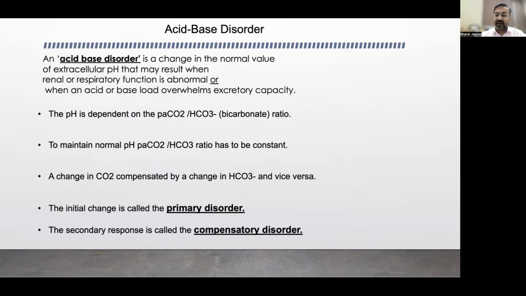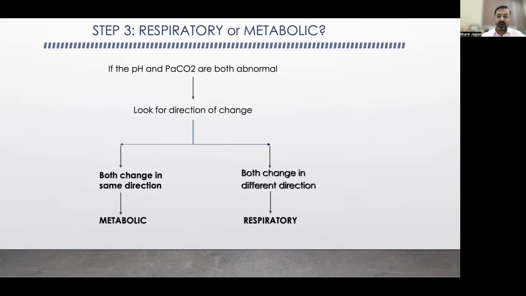So when we look into acid-base disorder, it's a change in the normal value of extracellular pH that may result when renal or respiratory function has failed. pH is dependent on the PCO2 and bicarbonate ratio, and to maintain the normal pH, the PCO2 to bicarbonate ratio has to be constant. The initial change is the primary disorder, and the secondary response is called the compensatory disorder.